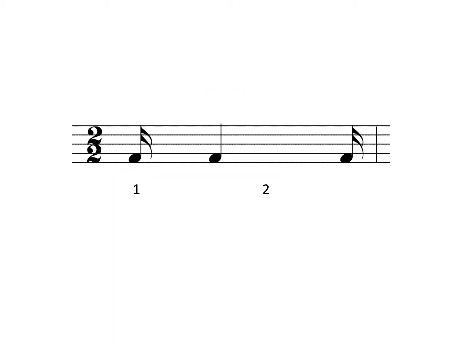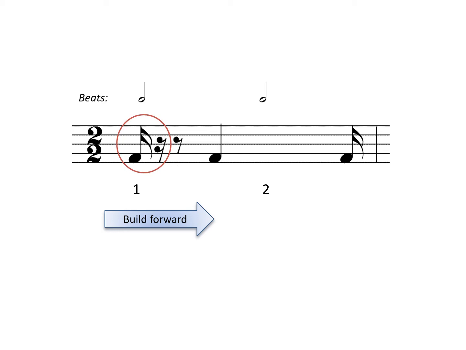When finishing incomplete beats, build outward from the note. In this example, a half note gets 1 beat. Beat 1 begins with a note, and so we will build forward, adding a 16th rest to make an 8th, and then an 8th rest to make a quarter beat. The quarter note that follows completes the full half note beat.